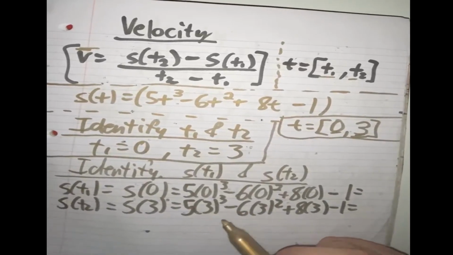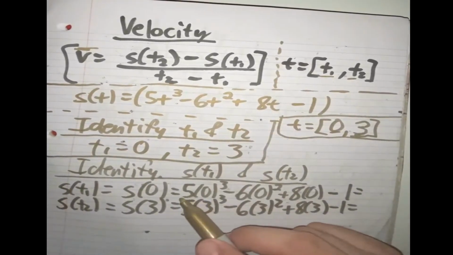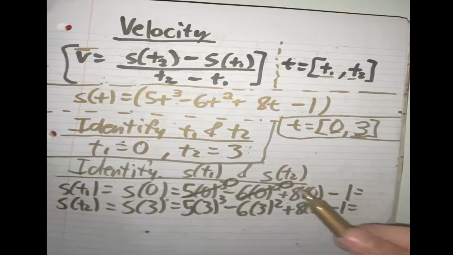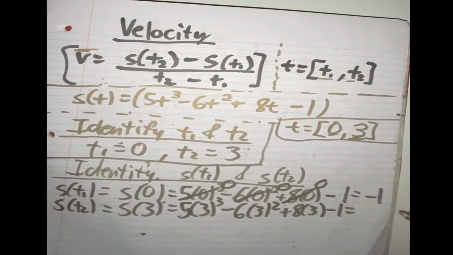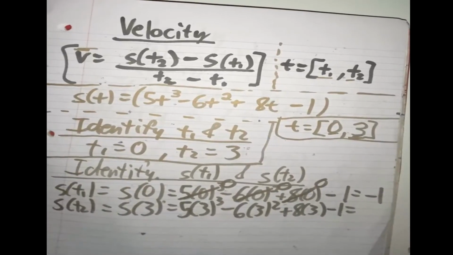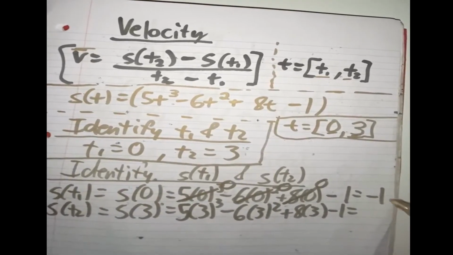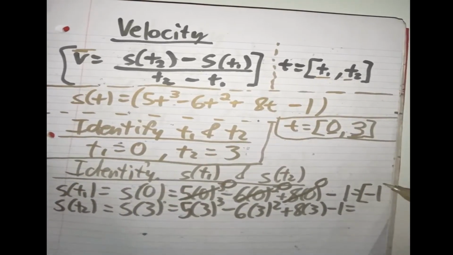And now we just simply apply arithmetic. This arithmetic is simple because there are 3 terms that zero out, so we're left with negative 1. So our s of t1 is equal to negative 1.